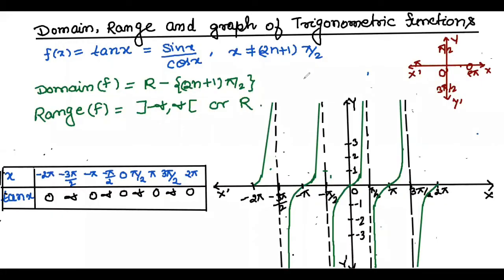In this graph we can observe that in the first quadrant, in between 0 to π/2, the tan x graph increases from 0 to infinity. So because of that, in between 0 to π/2 the graph would be like that. Now, the second quadrant, meaning in between π/2 to π. This is the second quadrant.